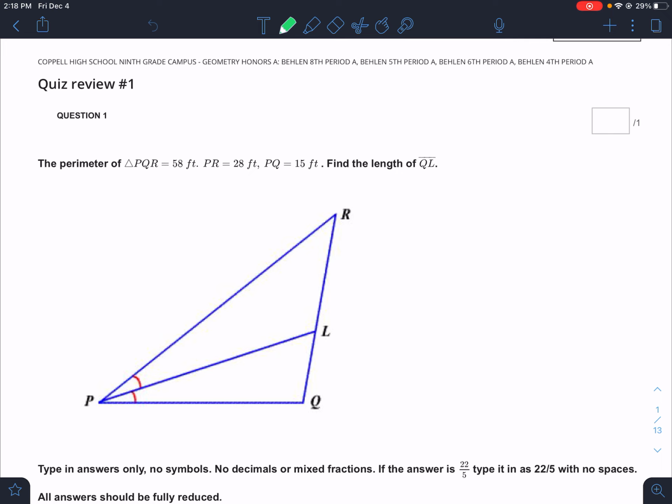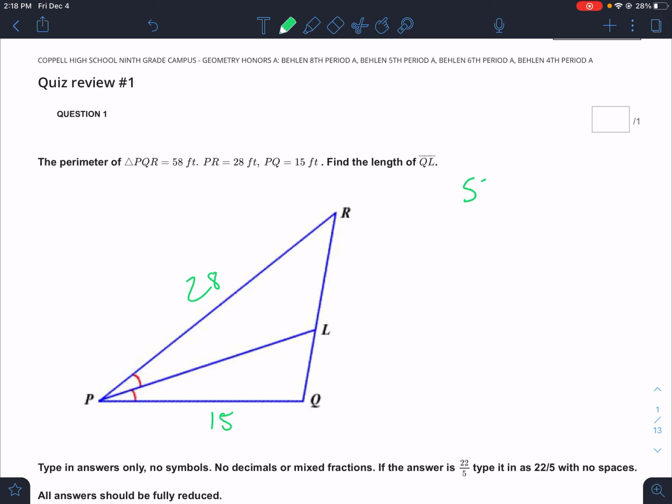So the first one says the perimeter of triangle PQR is 58 feet, so that's the whole thing. PR is 28, PQ is 15. Well, if the whole thing's 58, then I would do 58 minus 15 minus 28. 58 minus 20, minus 8 would be 50, minus 20 would be 30, so that's 15. So it would seem like that whole side is 15. I'm going to confirm that. I don't want to mess up. 58 minus 28 minus 15 leaves me with 15. Perfect.